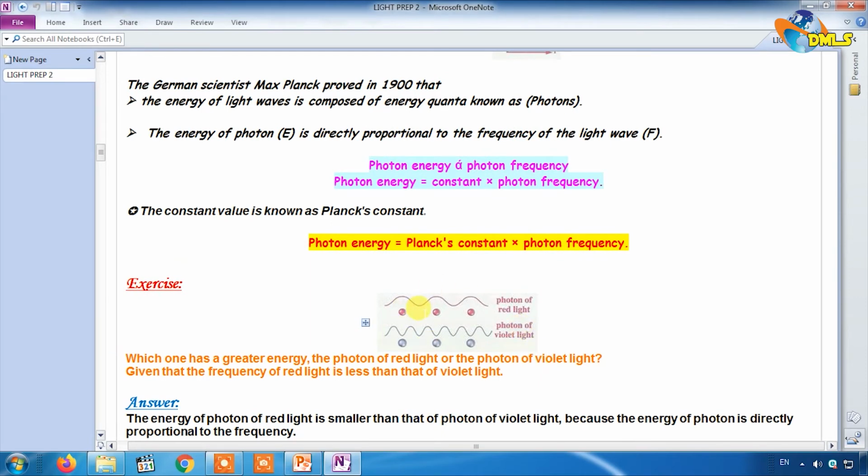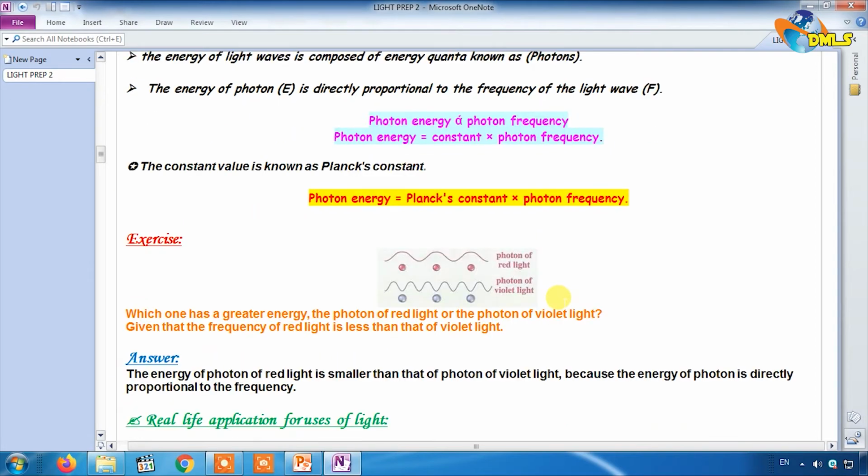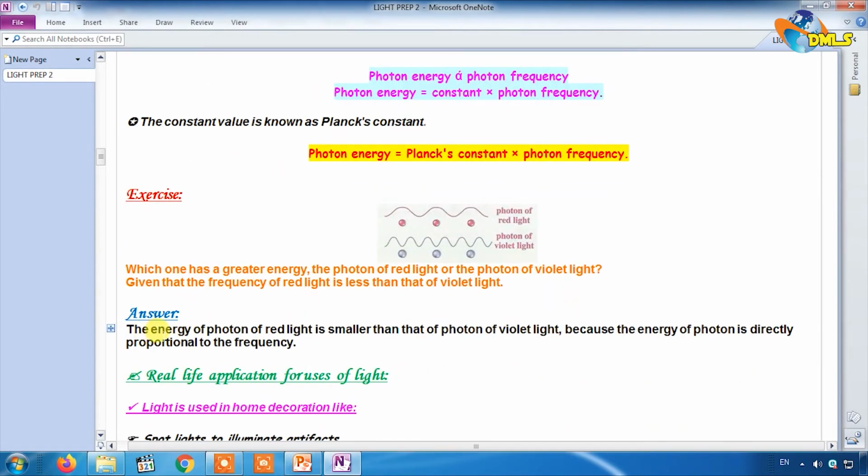We have an exercise here, a problem from this picture. Which one has greater energy, the photon of red light or the photon of violet light? Given that the frequency of red light is less than the frequency of violet light, who knows the answer? Read the question well before answering it, and take your time. Okay, I'll help you. The energy of a photon of red light is smaller than that of a photon of violet light. Why? Because the energy of a photon is directly proportional to the frequency, as I told you before.